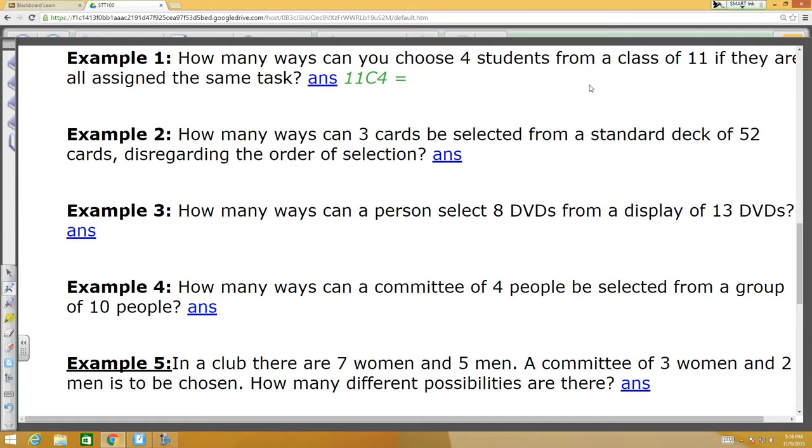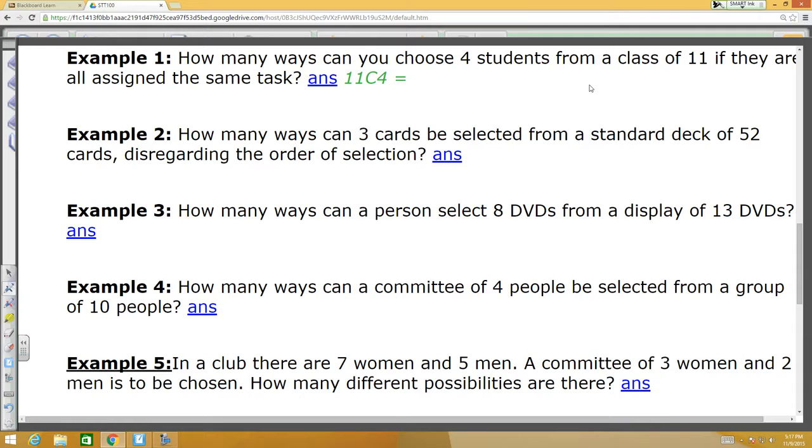Example 2. Also 52C3. Is the order in which they are selected important or not important? He said disregarding. Disregarding means it's not important. We're not going to put them back. We said one by one, they're not going to be replaced. You keep them. And that's an important condition for both combination and permutation. This is a normal selection where we don't return anything, no replacement.